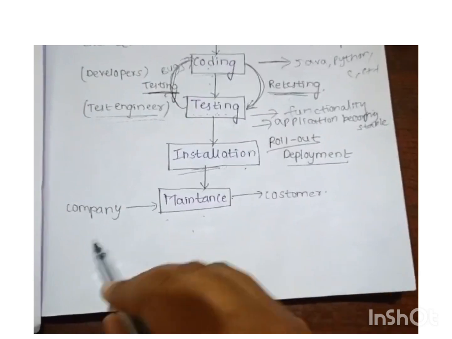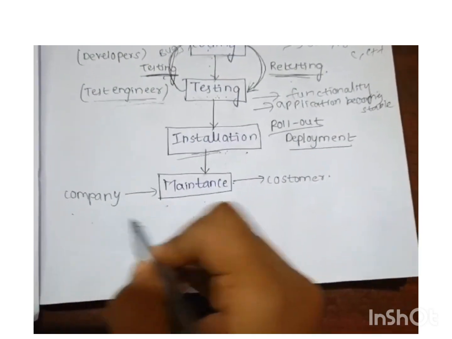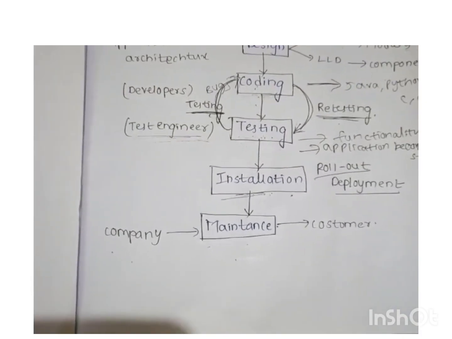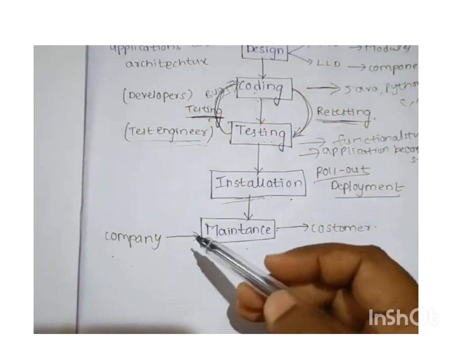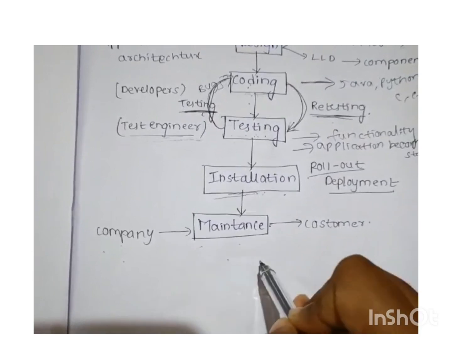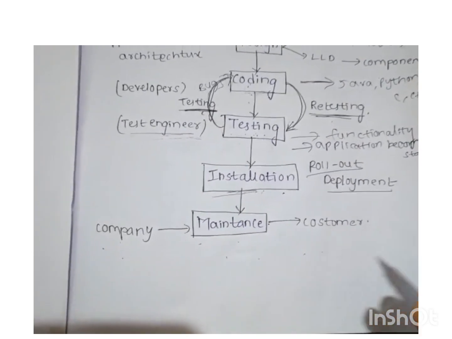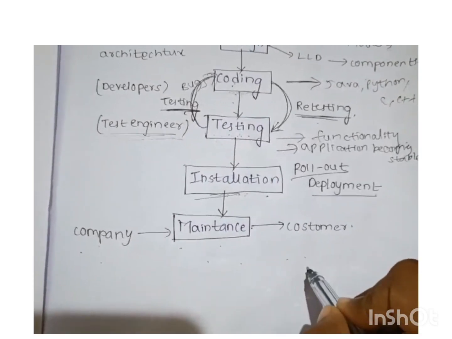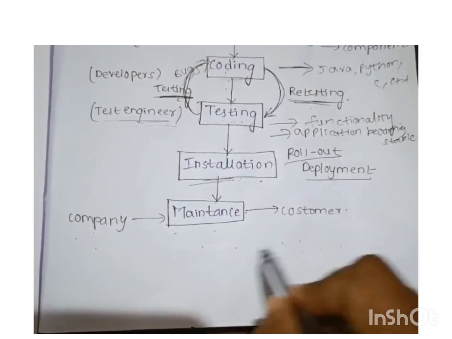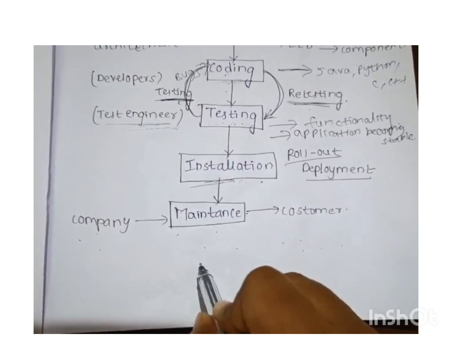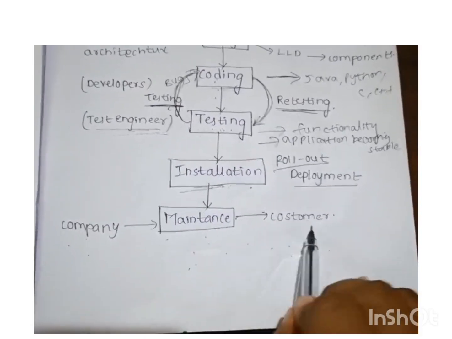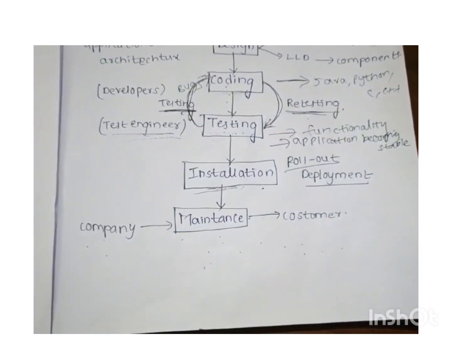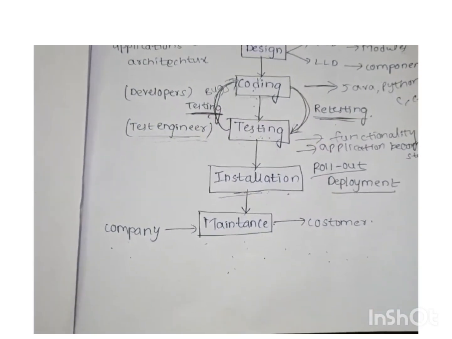And the next and last phase is maintenance. In the maintenance phase, some customers may be new or some may be previously known. If the customer is new, he may find some issues while using the application. So the company will provide some maintenance to the customer, on how to use the application and all.